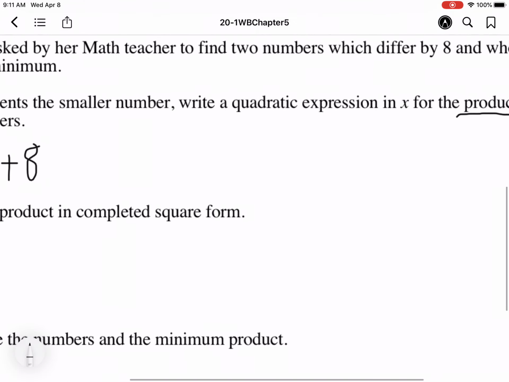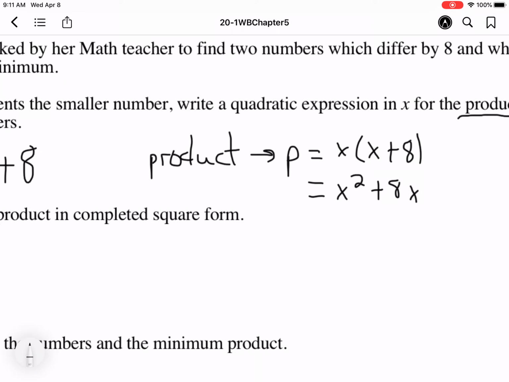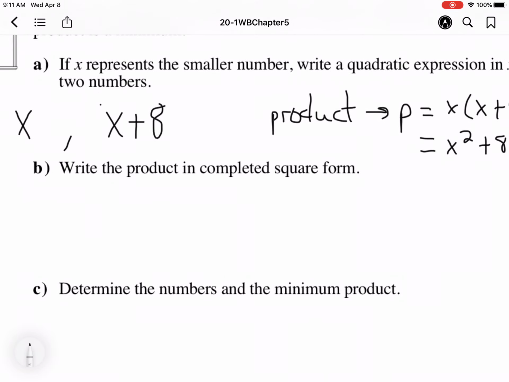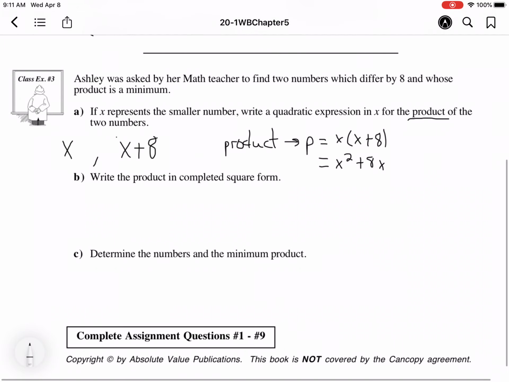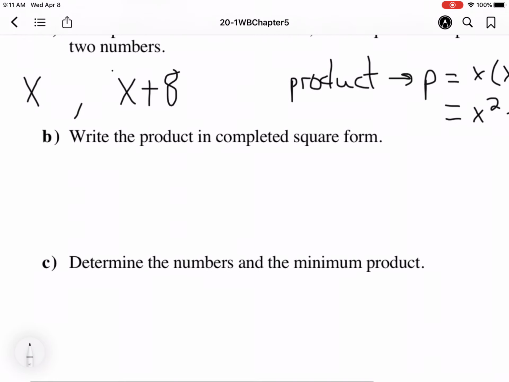So then the product, which in this case we'll just call P, is equal to x times x plus 8, which is going to be x squared plus 8x. All right. So we're going to write the product in completed square form, right? Why are we doing that? Well, because it's asking for the minimum, so we can determine the numbers in the minimum product, right? So we're going to say, P equals x squared plus 8x.